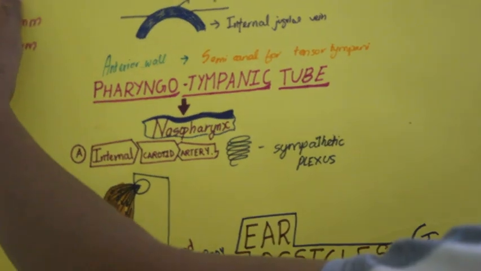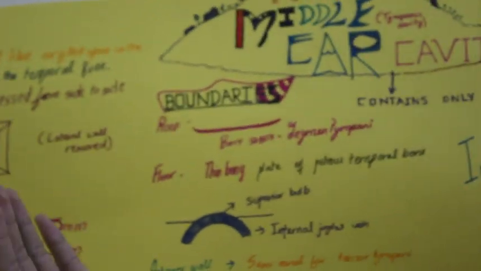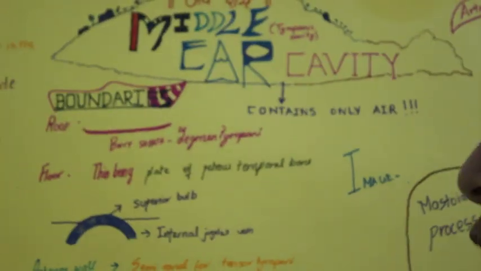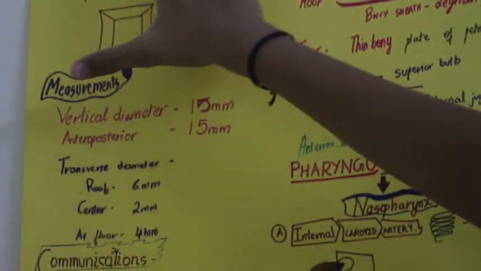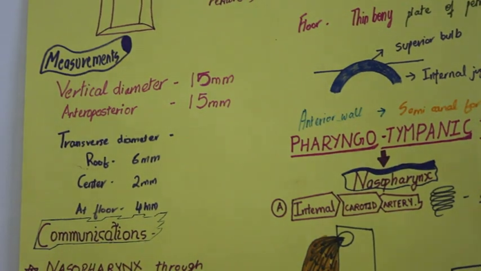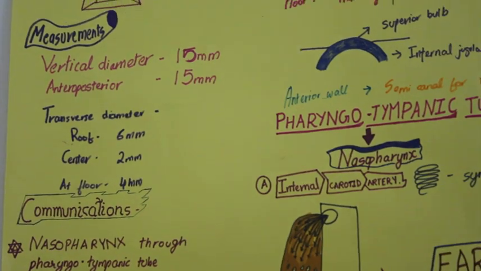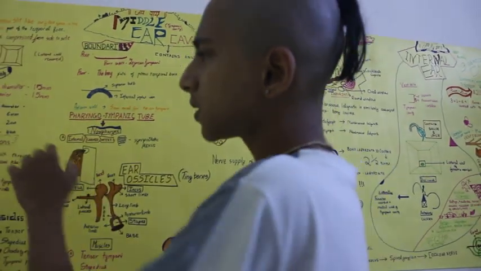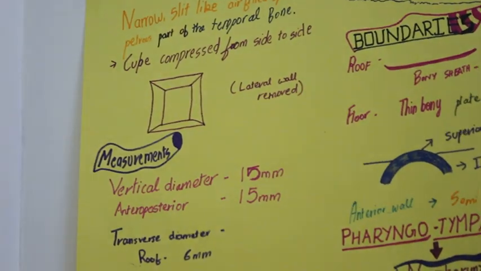So the lateral wall is removed, and just a small image of how it would look. So this is somewhat slant, okay? So we have a slant type of bone over here, and the measurements are vertical diameter is 15 millimeters, and anterior-posterior diameter is 15 millimeters. So it is actually an exact cube almost. The transverse diameter at the roof is 6 mm, the center is 2 mm, this point, at floor it's 4 mm.